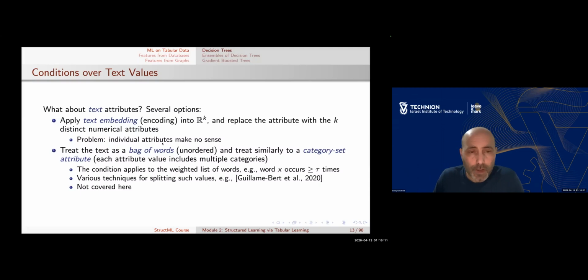Another way is having a more sensitive kind of conditions, looking at our text as a bag of words. Bag of words means that we have a set of words, each associated with its frequency in the text. And you can have conditions like, the word X occurs at least tau times, the frequency of the words. I'm not really getting into this challenge. There are various techniques and various papers. Here's an example of one that deals with the question of how to split based on a textual attribute.